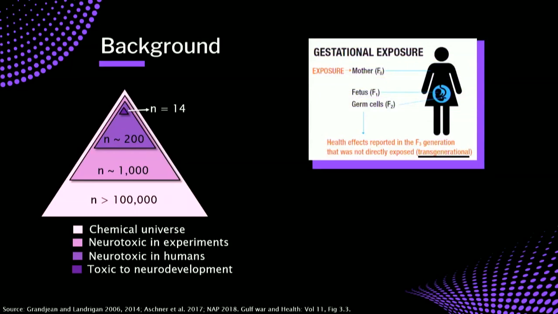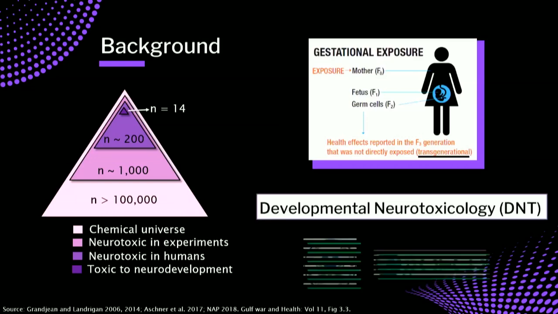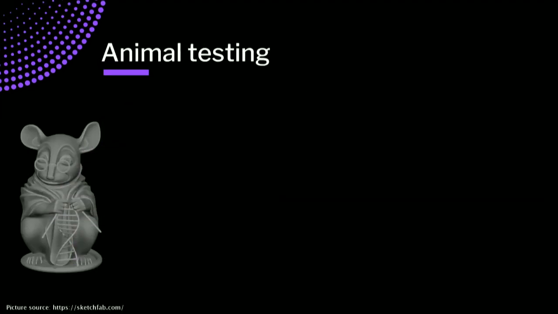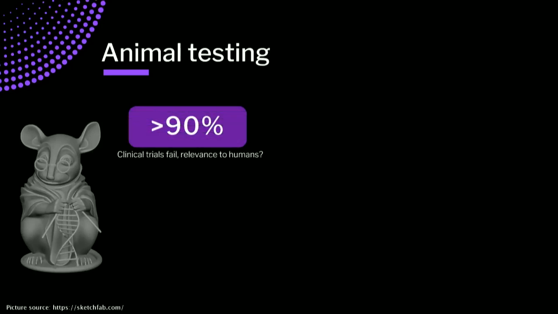Even more striking is that it has been published that gestational exposure to environmental chemicals has a transgenerational impact, which makes all this more relevant. In response to this, US EPA and OECD created new guidelines for developmental neurotoxicology. However, these guidelines are based heavily on animal testing, which we all know has major limitations.